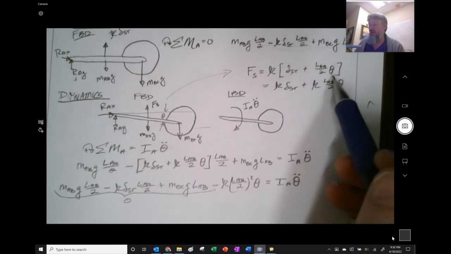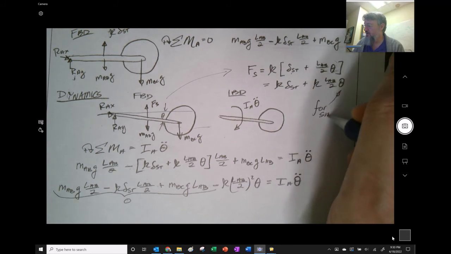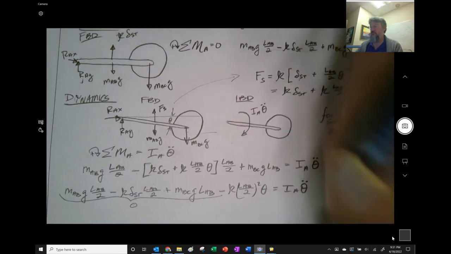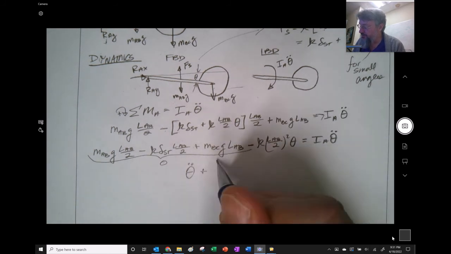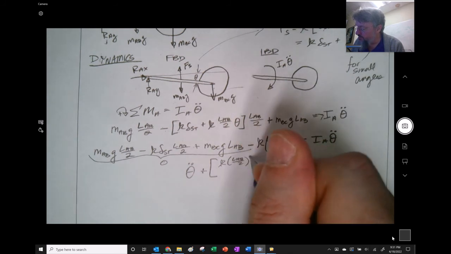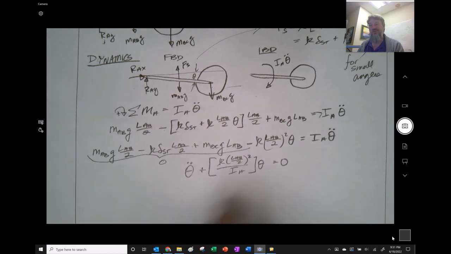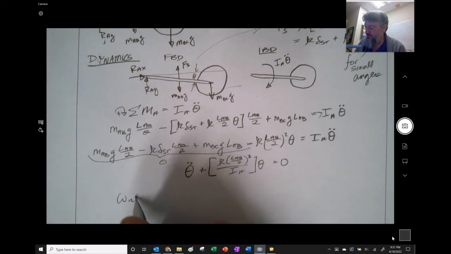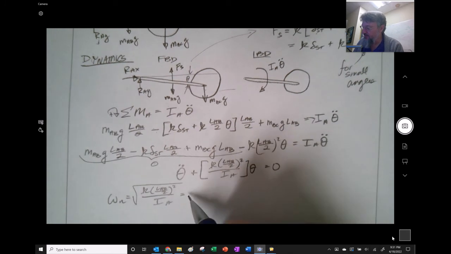So now we have small terms. By the way, we had to make a small angle assumption right there. That should have been the sine of theta, but we made a small angle assumption. So we can write out this second order differential equation. You can see this negative, so it's going to come over to the other side, and we have K LAB over 2 squared over IA theta equals 0. We know how to solve that. We know we're going to have a natural frequency, the square root of K LAB over 2 squared over IA, and we have the values for all of this.